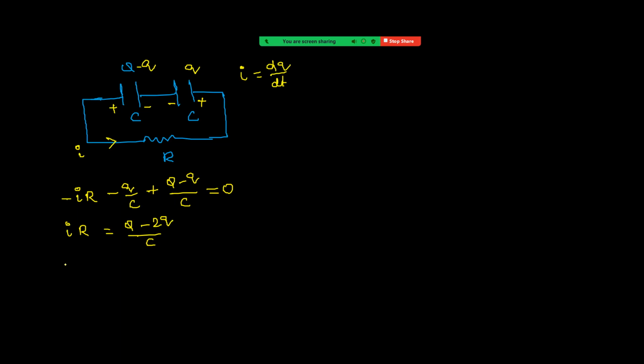Now solve this one. In place of I, write dq by dt, and take this one to here: dq upon Q minus 2q, that is equal to 1 by RC into dt. Now integrate, take limits 0 to t. When time t is 0, charge is equal to 0, and at time t, charge is q, which we have to calculate.